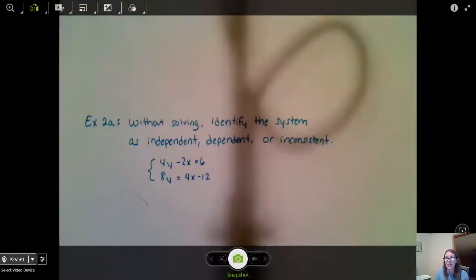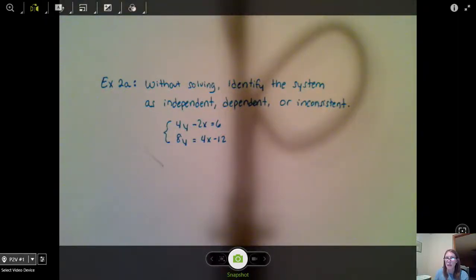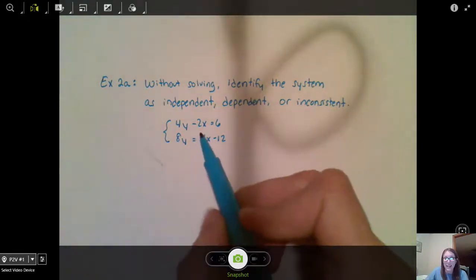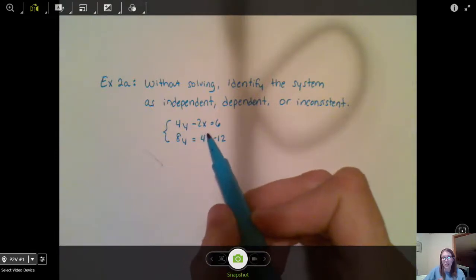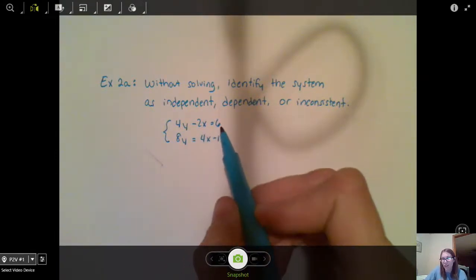So that's really our trick for figuring out these types of problems without solving. In order to figure this out, we need to find our slopes, because if our slopes are the same, that points us one direction. If our slopes are different, it points us a different direction. So I guess kind of the same idea as when we were getting ready to graph. Let's get these equations in slope-intercept form.